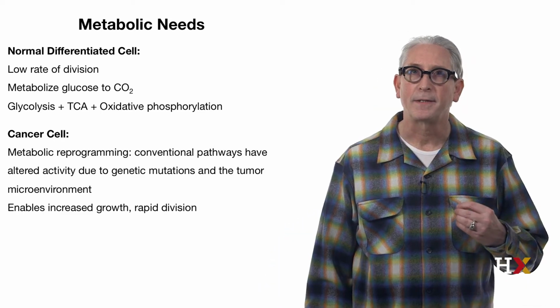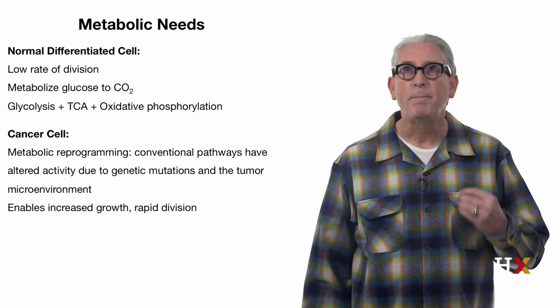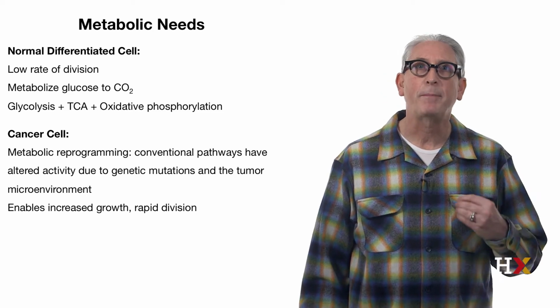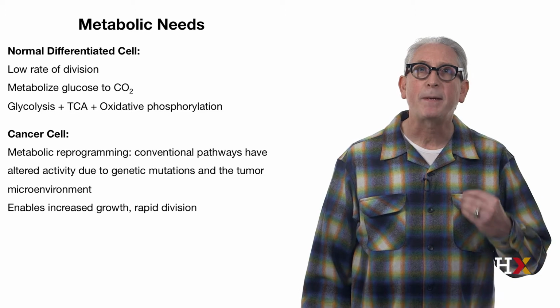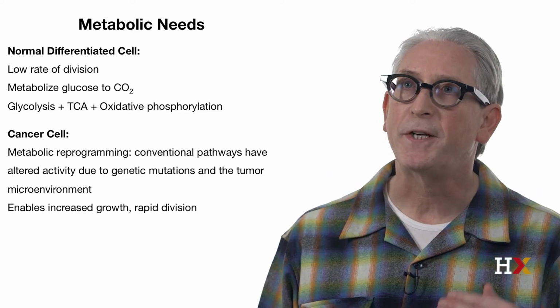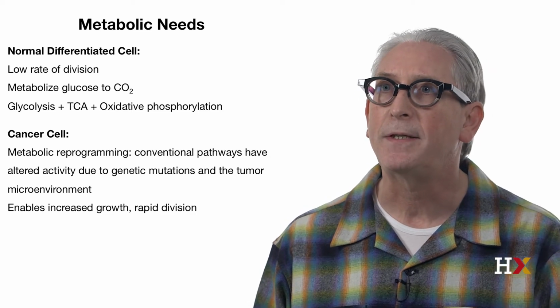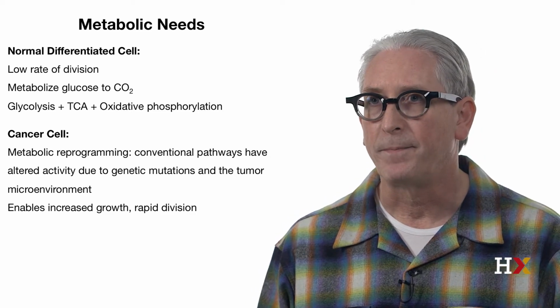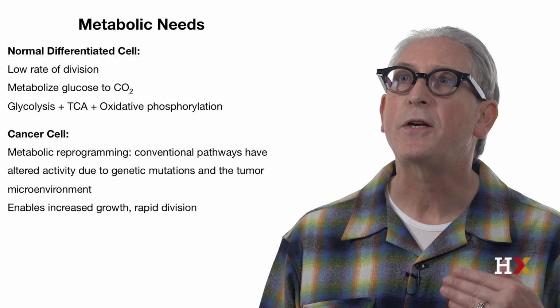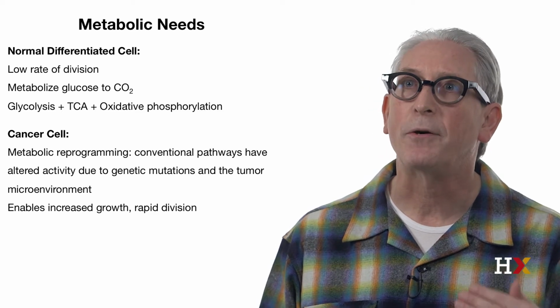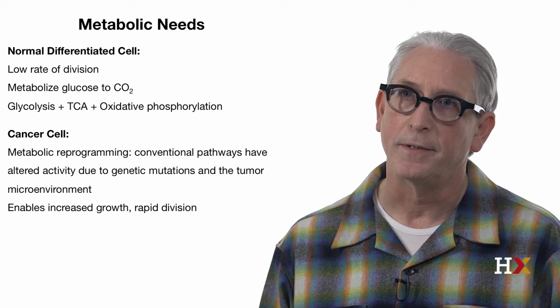In cancer cells, a series of mutations impact multiple signaling and metabolic pathways, leading to metabolic reprogramming. Both genetic mutations and the tumor microenvironment alter the activity of metabolic pathways. The consequences are increased cellular growth and an accelerated rate of cell division.